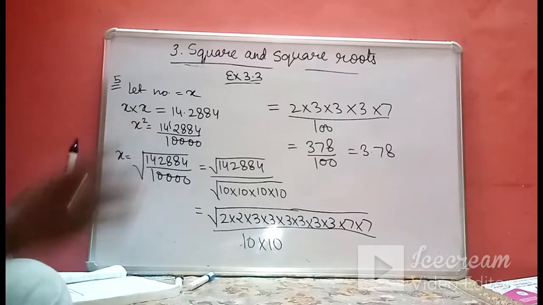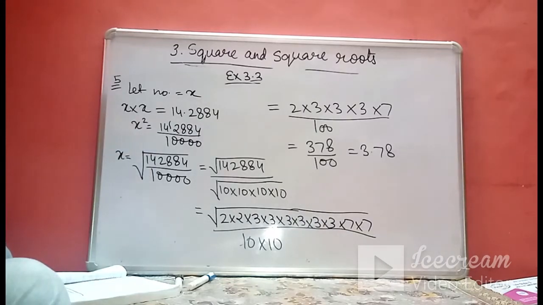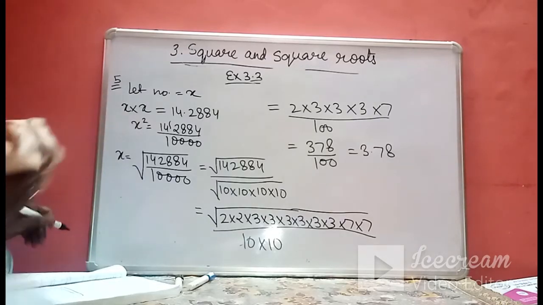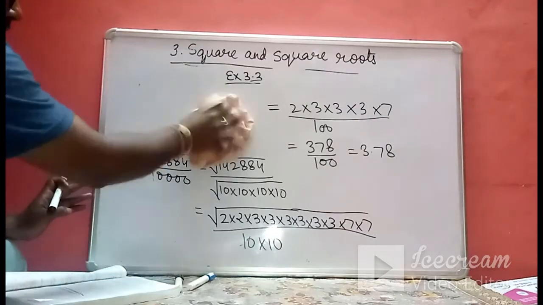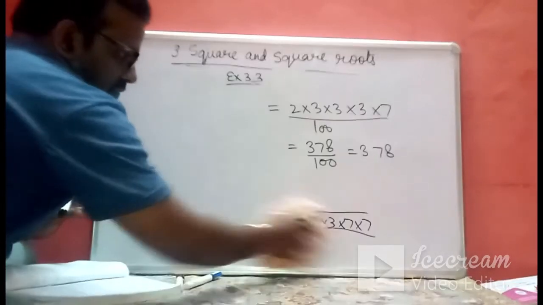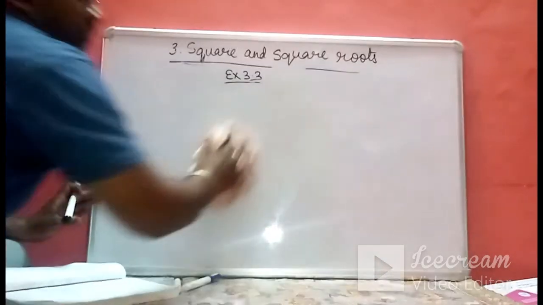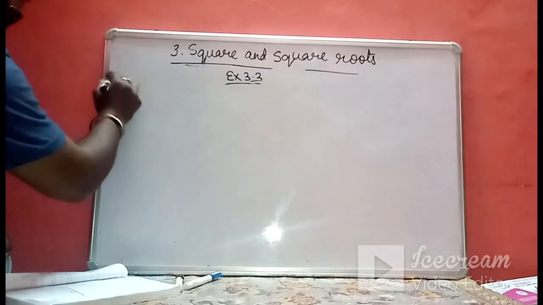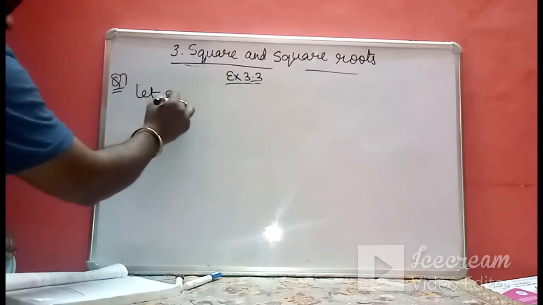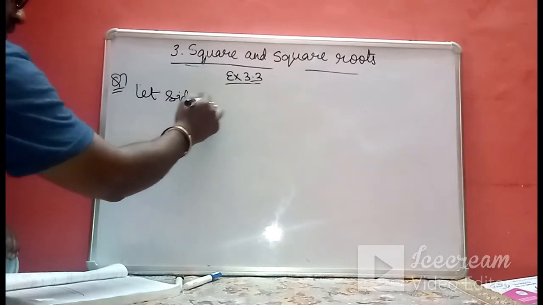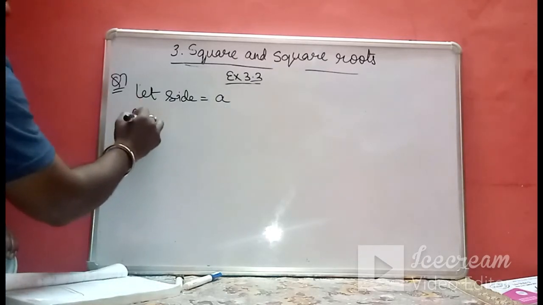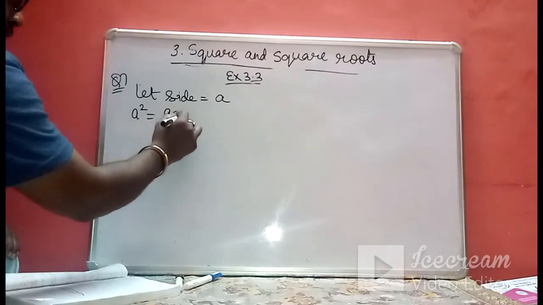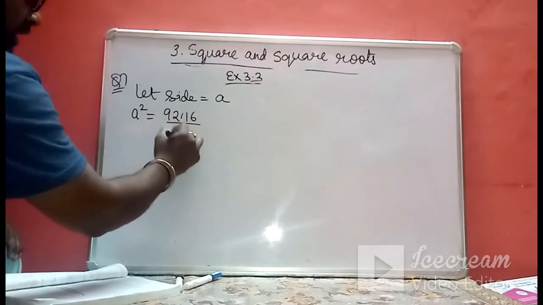Then again, area of a square is given as 92.16, and we have to find the length of its side. So same concept we will be using like we have used in the previous class, but this time the area is given in terms of the decimal. Okay, so let's see the last question. Let side equal a. So we know that a square equal to 92.16, or it is 9216 upon 100.